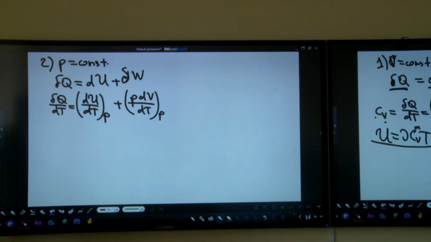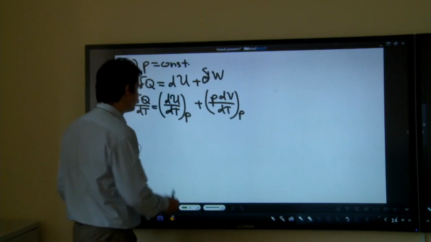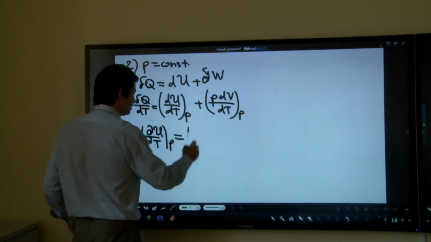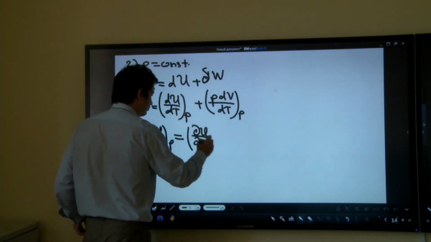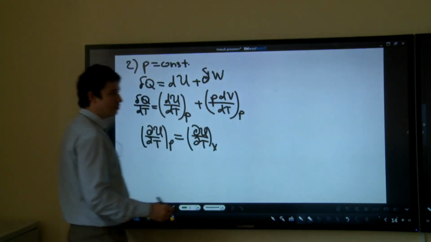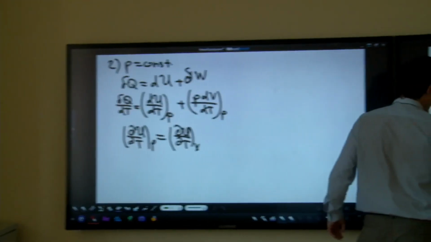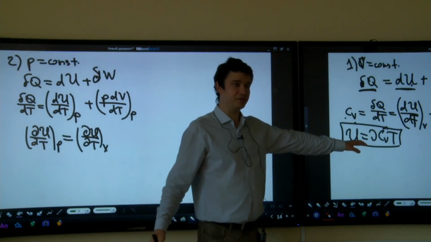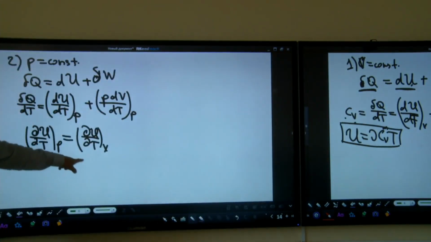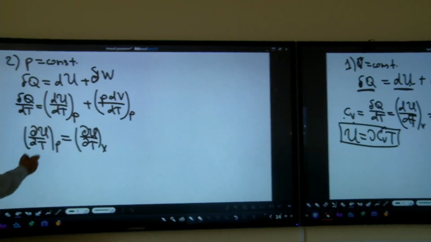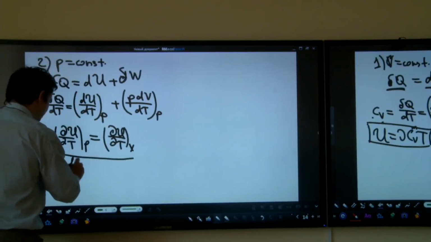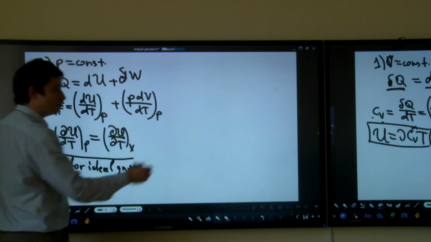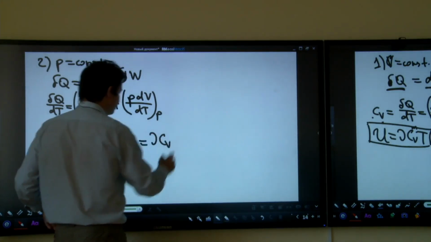Okay, now goes a bit of magic, and this magic says that actually dU over dT at constant pressure is exactly equal to dU over dT at a constant volume, because U is just a function of temperature for the ideal gas. And this is valid only for ideal gas. So for ideal gas, dU over dT is always equal to nu CV.